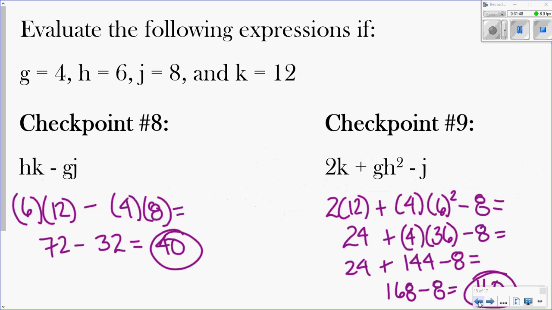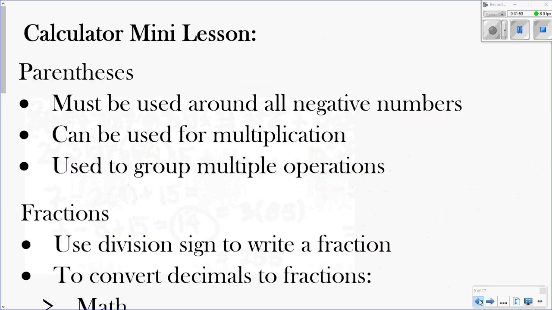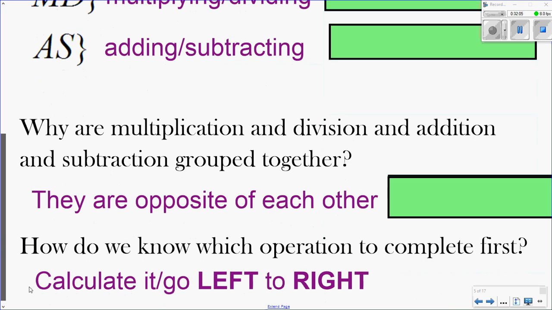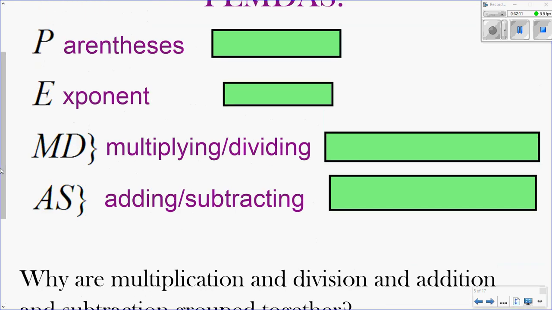So that was PEMDAS and order of operation. So going back, as a recap, we learned about PEMDAS. Parentheses, exponent, multiplying, dividing, adding, and subtracting. And when it comes to calculating, especially if you have multiplication, division together, or addition and subtraction, whoever comes first is the one that you deal with. But you still follow the rules of PEMDAS.